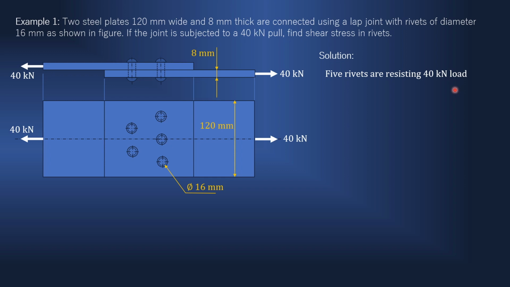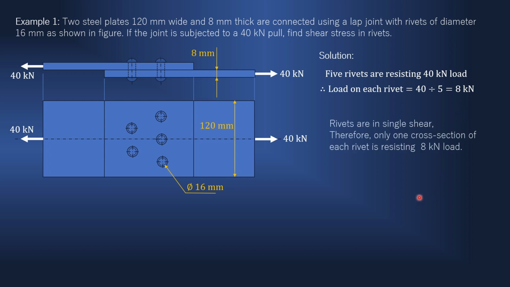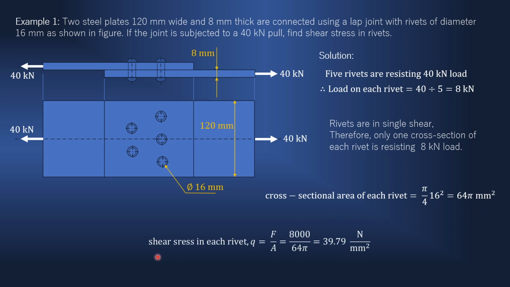So what is the load on each rivet? 40 divided by 5. So each rivet is resisting 8 kilonewton load. Rivets are in single shear, therefore only one cross section of each rivet is resisting 8 kilonewton load. What is the cross sectional area of a rivet? Pi d squared by 4, 64 pi. Shear stress in each rivet is the shear force on each rivet divided by the cross sectional area of each rivet, and we got the answer. Simple.